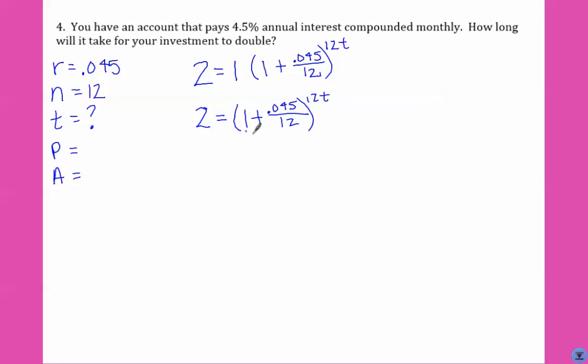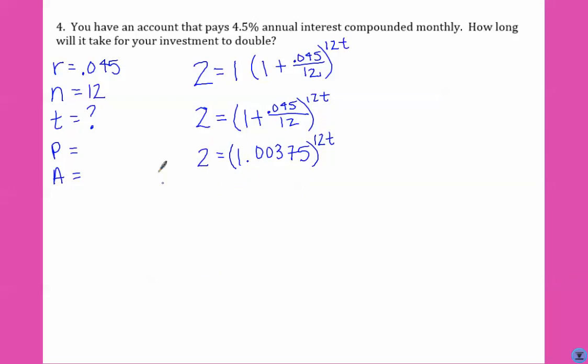So we need to eventually rewrite this so that we can figure out what t is. I'm going to start by simplifying these parentheses. And this comes out to 1.00375. If this decimal kept on going forever, I might round it a little bit, but since it ends at the 5, it's only 5 decimal places, I'm going to write the whole thing. Then to the 12t power.